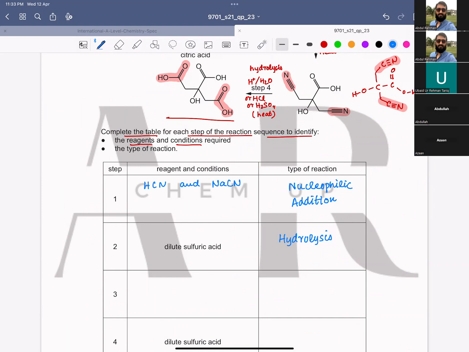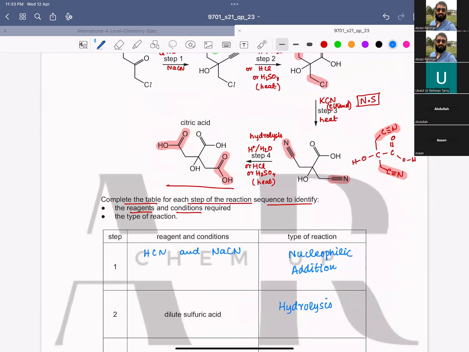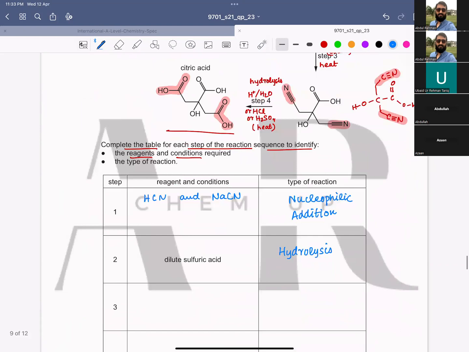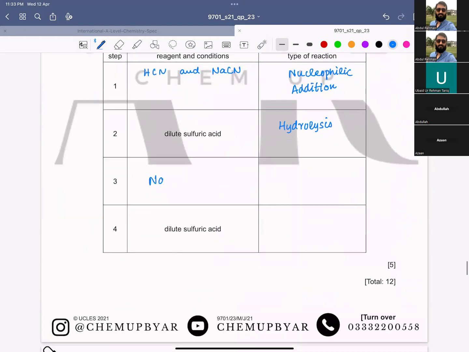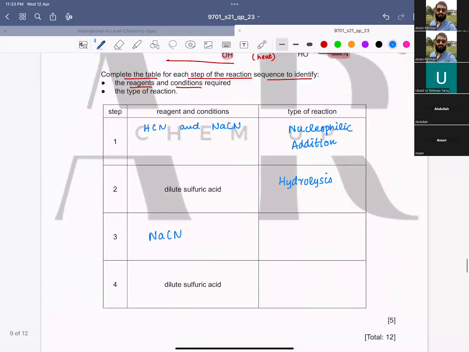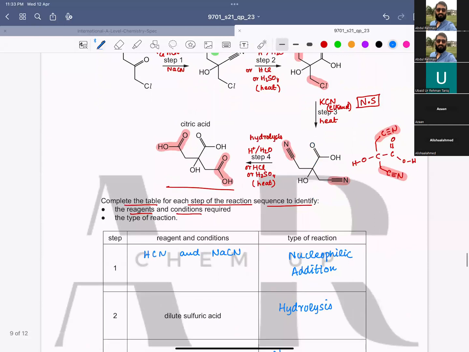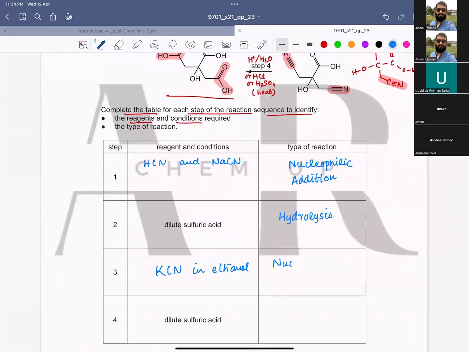Now in step 3, if you see, we have used NaCN and the condition is ethanolic. So I may write NaCN, or we can use KCN as well. I have put a KCN over here, so I can write KCN and in ethanol. The type of reaction we have decided is NS, which stands for nucleophilic substitution.